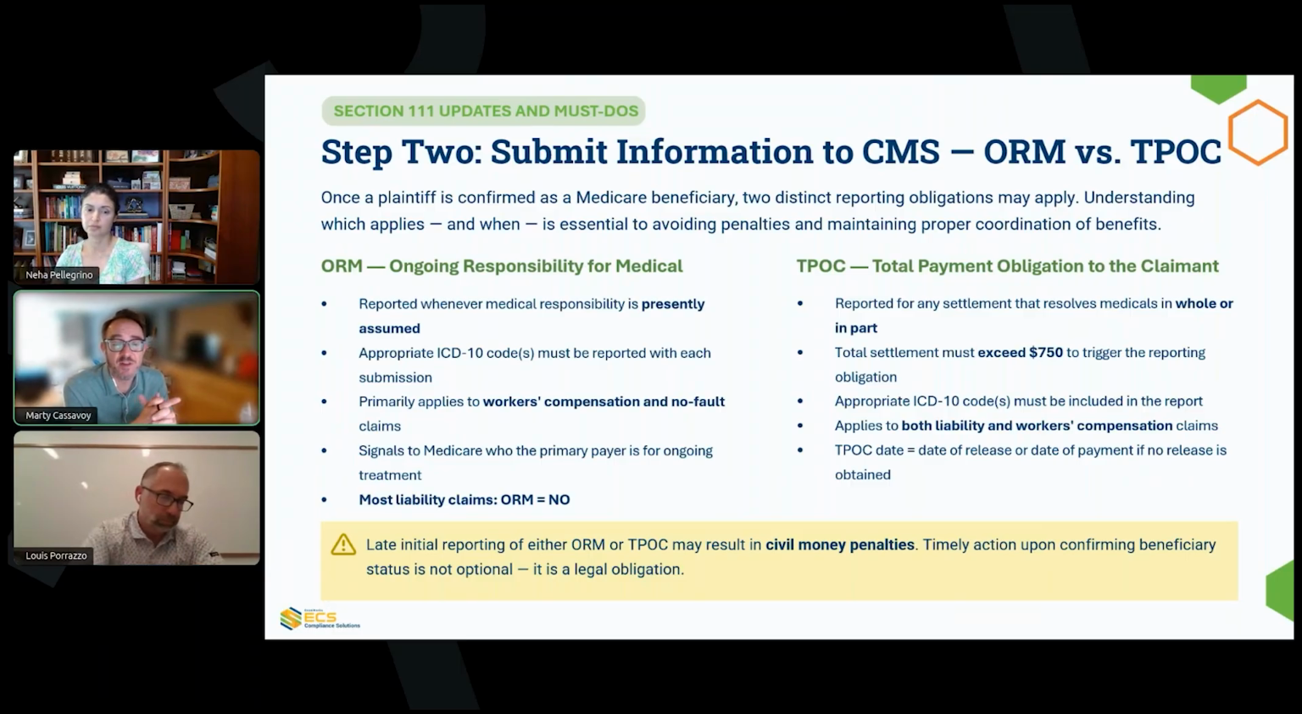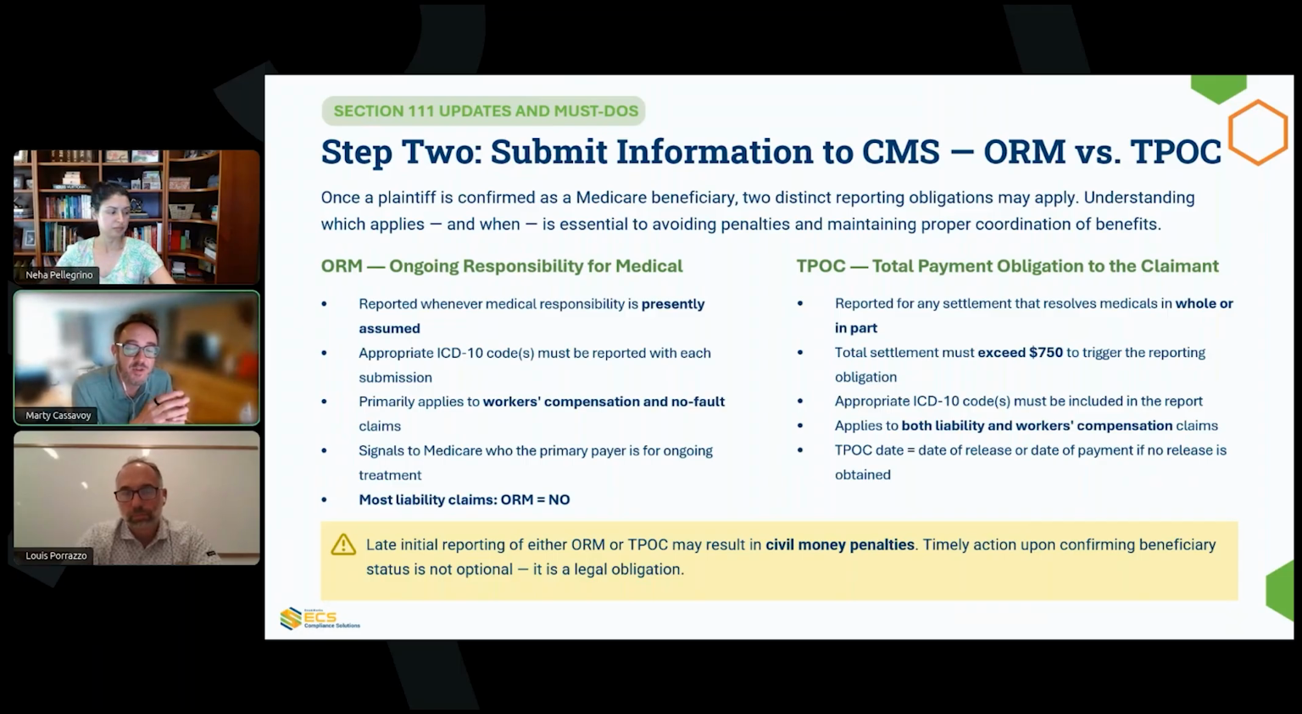So the person may have claimed medical. You may think it's completely specious and something that you should not be paying for, but you're still releasing that claim. You have something to report from a TPOC perspective. Any settlement that exceeds $750 with a Medicare beneficiary must be reported. You're going to report the ICD-10 code associated to that accident or injury or alleged accident or injury. Here's the thing, it's the alleged accident or injury, right?